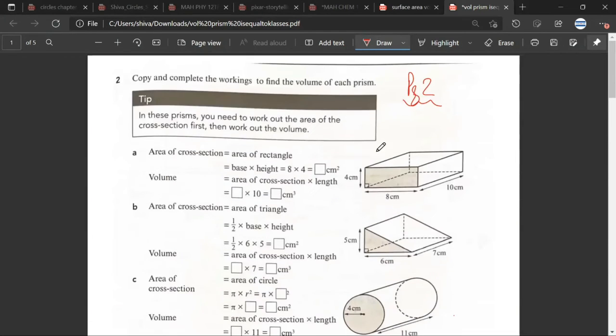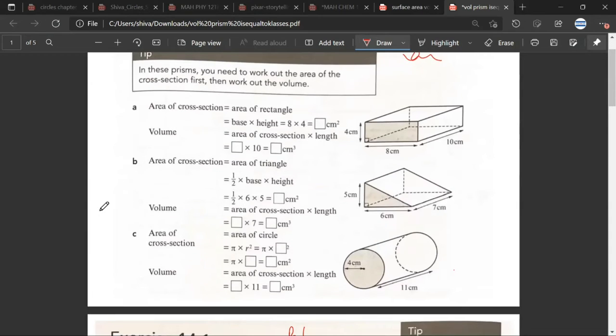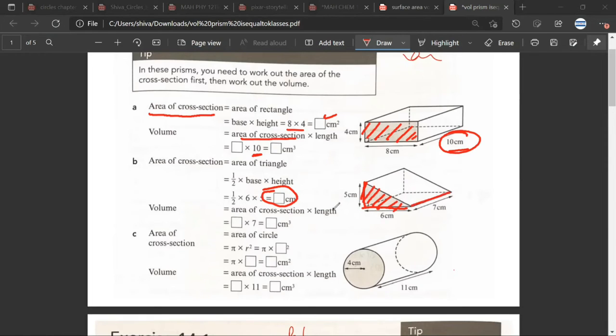So we have understood page 1. Again, when we come to page 2, simple questions are there. They are not very tough questions because they have already given you the area of cross section. The area of cross section is 8 into 4, multiplied by this. So you calculate 8 into 4, and multiply this cross section with this length. Any doubt? No doubt, sir. Again, if you look at this, half base into height, this is what you will be writing here. You will find the area of cross section, multiply this with h. This is 7. You will find the volume. Area of cross section, area of a circle, this is pi r squared. Multiply this with 11. You will find the volume. Sarthak, any doubt?